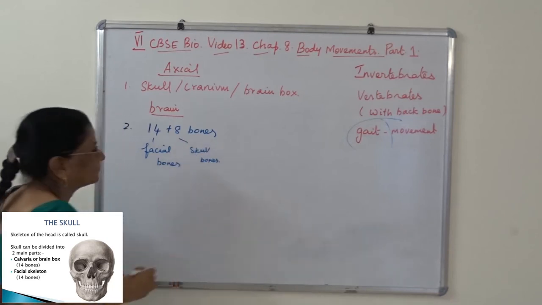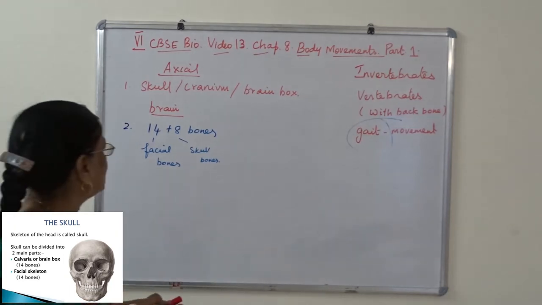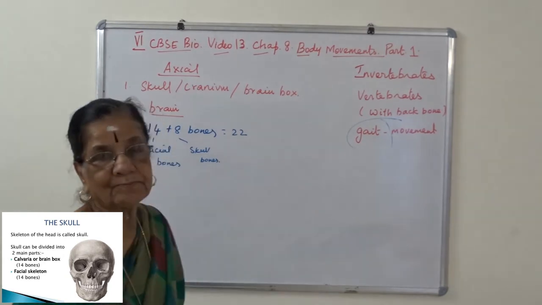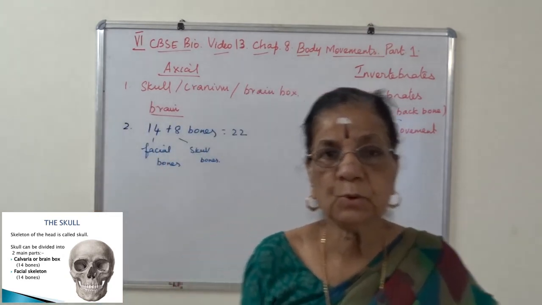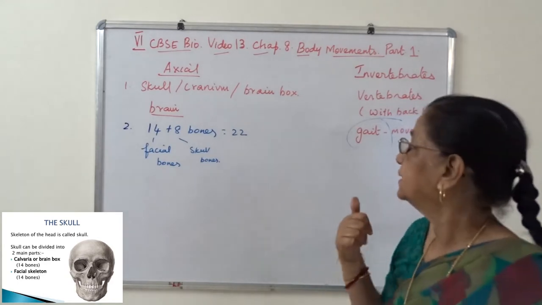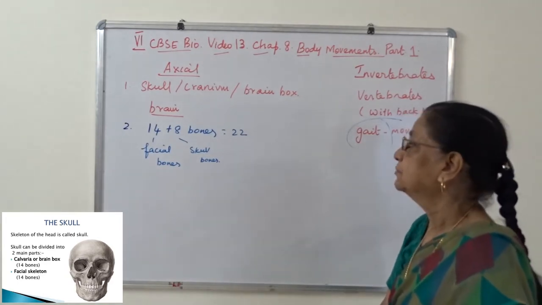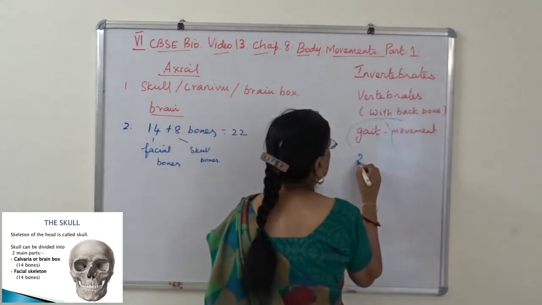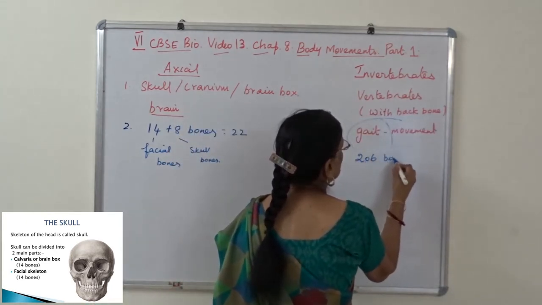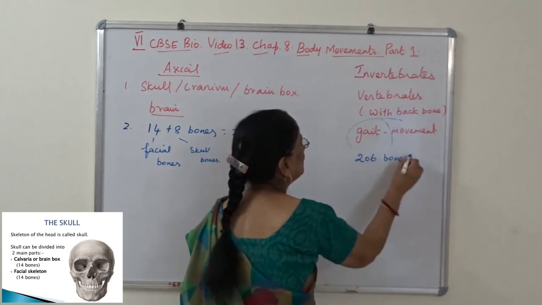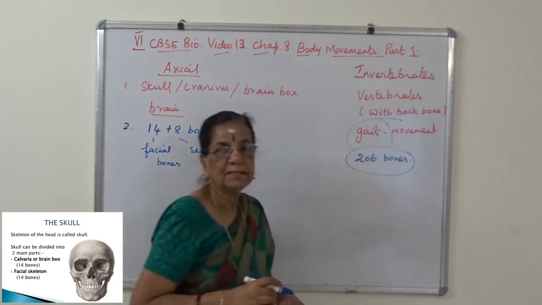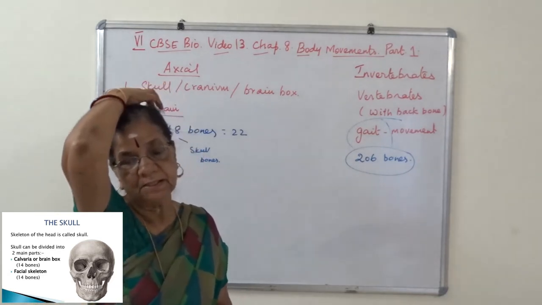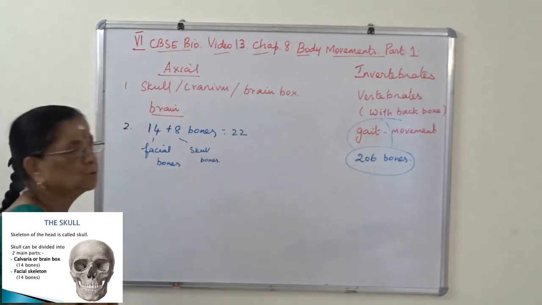I hope you are learning. The skull is formed of 22 bones, where 14 bones are facial bones and 8 bones are skull bones. Before that, in humans there are 206 bones present. In that, the skull is 22 bones.